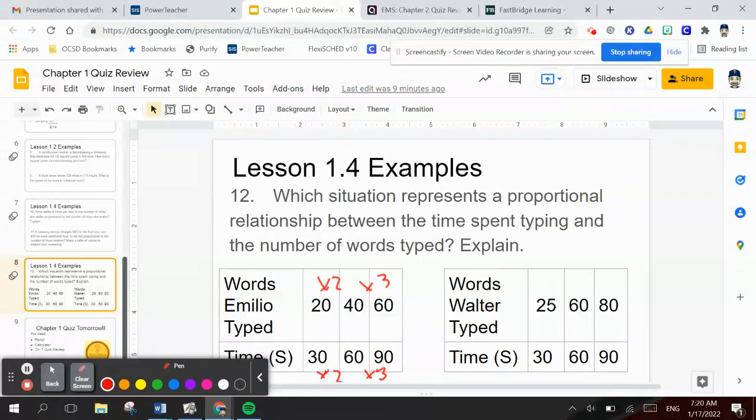Here in Walter's, I know 30 times 2 is 60, but 25 times 2 is 50. It's not 60. So I know right away that this one is not proportional. And this one, yes, it is. It has to be counting by the same to be proportional.